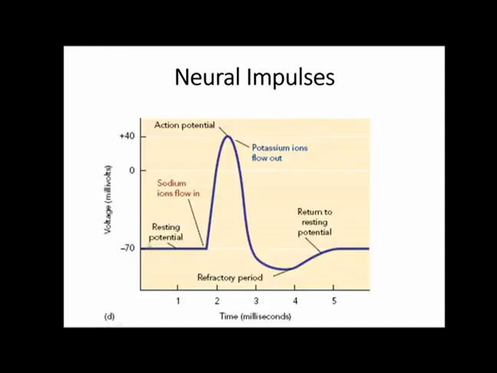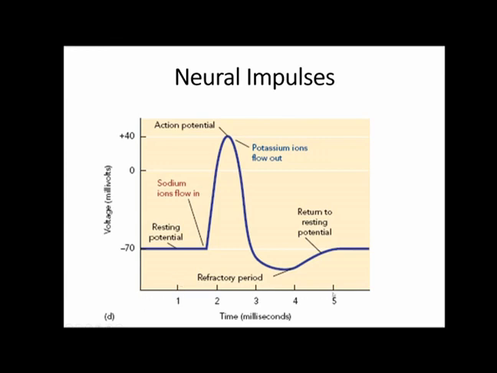So this graph is going to be showing us all of the different steps of having a neural impulse. And so on here, we can orient ourselves. This axis is giving us the voltage in millivolts. So this is the charge across our cell membrane. And so we have -70 is an important charge. 0 is a pretty good reference point. +40 is another important reference point. And we kind of don't really care about all of the numbers in between.